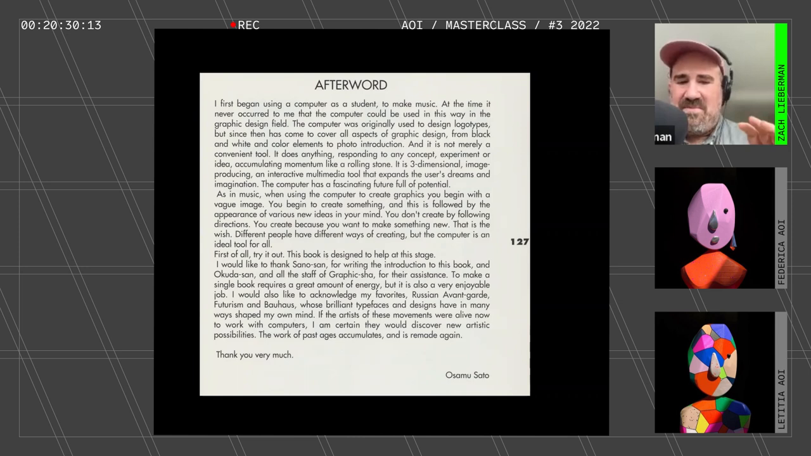And this sentence, I love this sentence. The work of past ages accumulates and is remade again. I think there's something really powerful there. For students in particular, this idea that the past is there to be recreated, to be remade, and that it's both an obligation and a gift. It's a gift that there are these great artworks and artists that you can have a conversation with, but it's also your job to recreate the work of the past with today's voice, with today's intention, with today's tools.